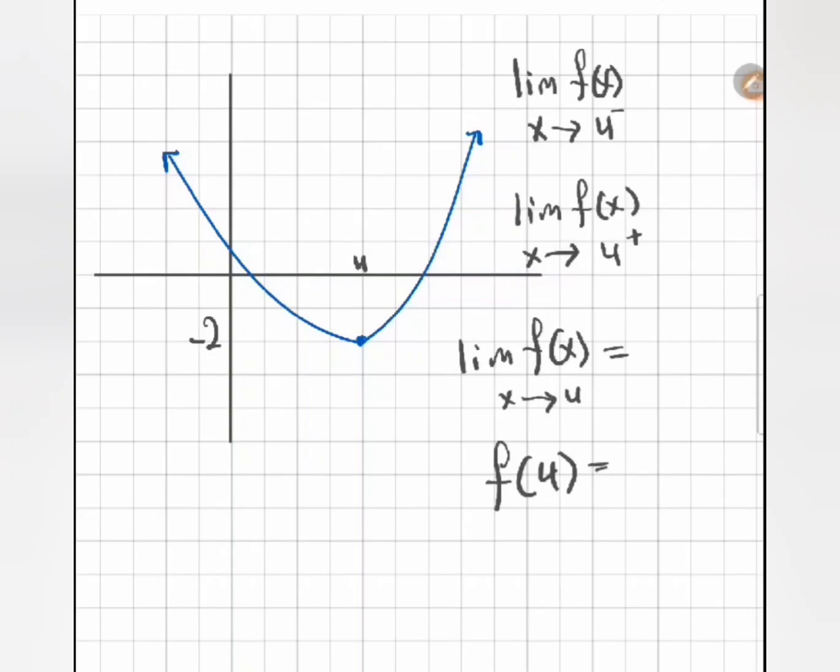And as x approaches 4 from either side, and also find the value of f of 4. So what is the limit as x approaches 4 from the left? Looking at the graph, here's an x value of 4. So as we approach from the left side, notice that the y value is approximately -2. Now, as we approach 4 from the right side, the y value is still -2.